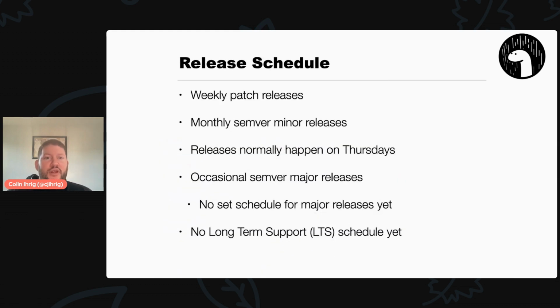I wanted to talk briefly about the release schedule. So we generally have weekly patch releases with a monthly Semver minor release for adding new features. Releases normally happen on Thursdays. We do occasionally deviate from that, but in general, releases are Thursdays. So far, there's only been one Semver major release, the 1.0 release. So there's not really a set schedule for major releases yet. And there's also not a long-term support schedule yet. So if you're coming from Node land where that's a thing, it's not there yet.